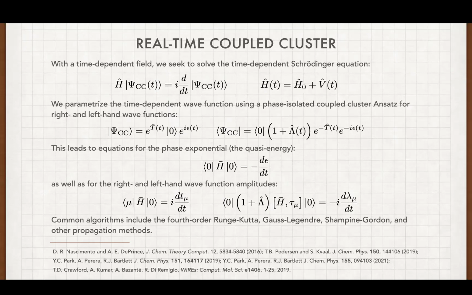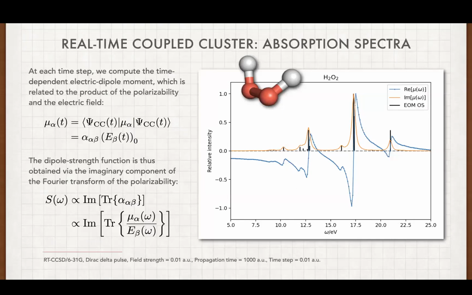We need the time dependence of the T and lambda amplitudes to get a time-dependent density, which we can then use to calculate time-dependent one-electron properties, such as electric and magnetic dipole moments. Common algorithms for propagating these wave functions, because these are very straightforward in many ways, are fourth order Runge-Kutta, and similar types. And we've coded up about 18 different integrators just to test them to see how they do with coupled cluster structures. So you can get absorption spectra from these, right?